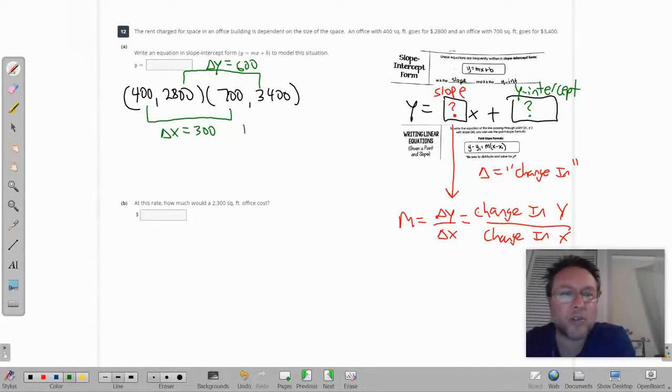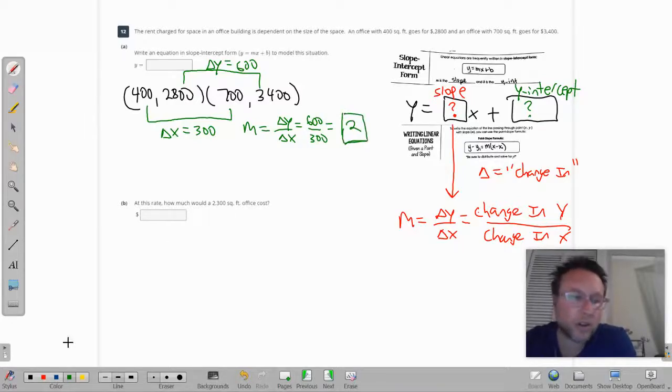So if I want to know what my slope is, change in y over change in x, my change in y was 600, change in x was 300. So if I divide that, I get 2. So I messed up my color scheme here, but my slope, my m, is going to be equal to 2. So that means they're charging $2 per square foot.